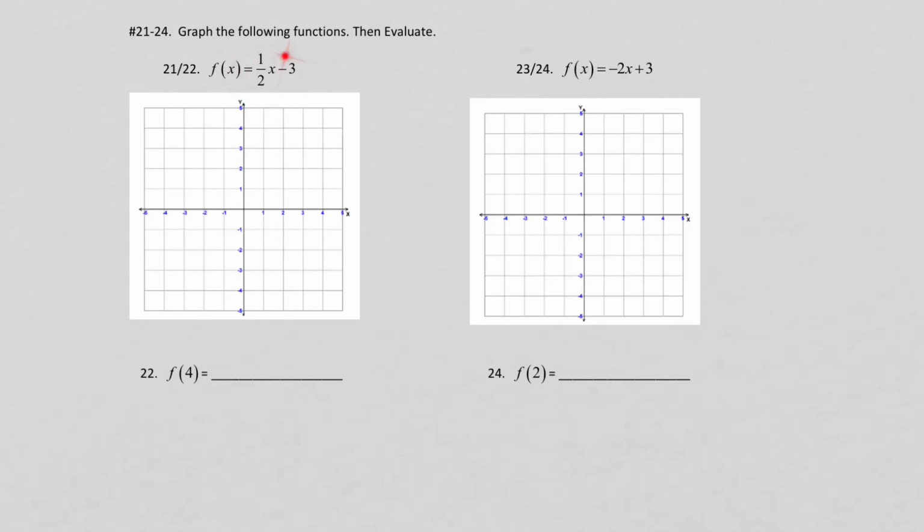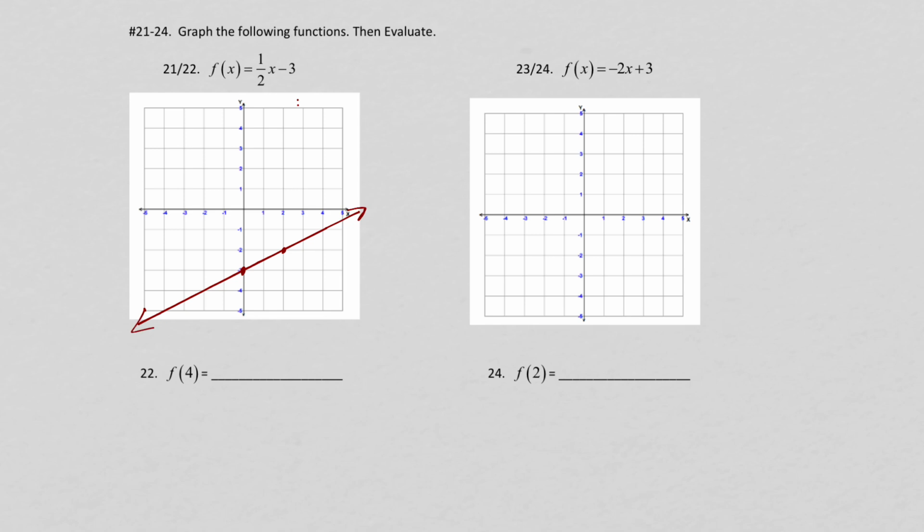I'm going to put this in slope-intercept form. This is y equals mx plus b. So here's our b, which is our y-intercept. And then our slope is 1/2. So we're rising 1 and running 2. Rising 1 and running 2. And then we'll grab a ruler. Put arrows on either side.